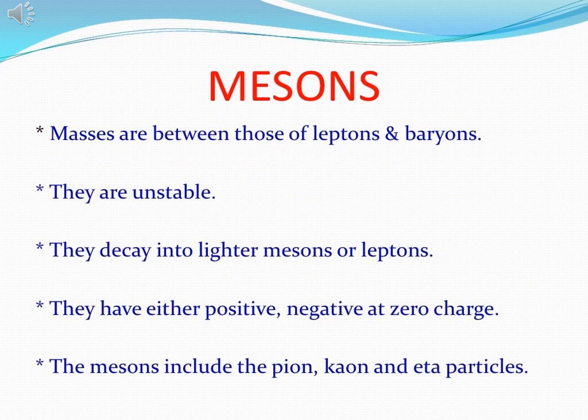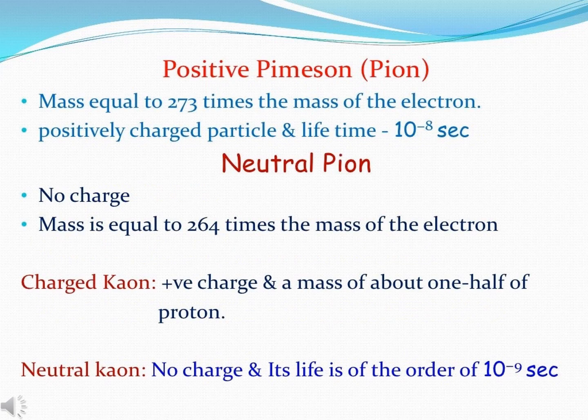So next slide shows about meson. So masses are between those of leptons and baryons. It is an unstable particle. They decay into lighter mesons or leptons and have either positive or negative or zero charge. The mesons include the pion, kaon, and eta particles. This slide shows about a pion. So pion has a mass equal to 273 times.